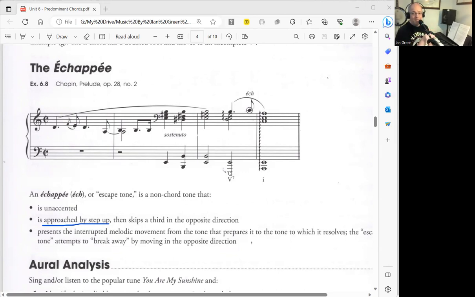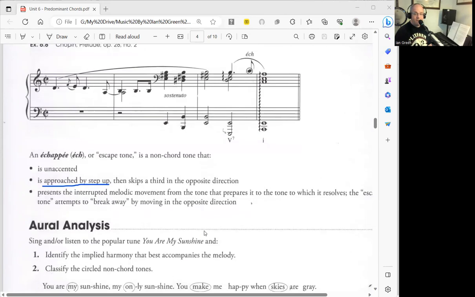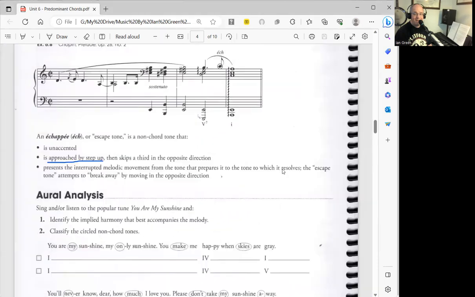Of course, when you hear the piece, it's written intentionally lower based on what Mr. Chopin wanted, but for the purpose of demonstration, dominant seventh, Echappe, up one tone, then skip down a third to the next chord, which in this case would be going to the tonic chord. So this presents an interrupted melody because we are moving by step up, but then jumping down by a small leap in the opposite direction. And that's where we get that sense of the music sounding like it wants to escape.